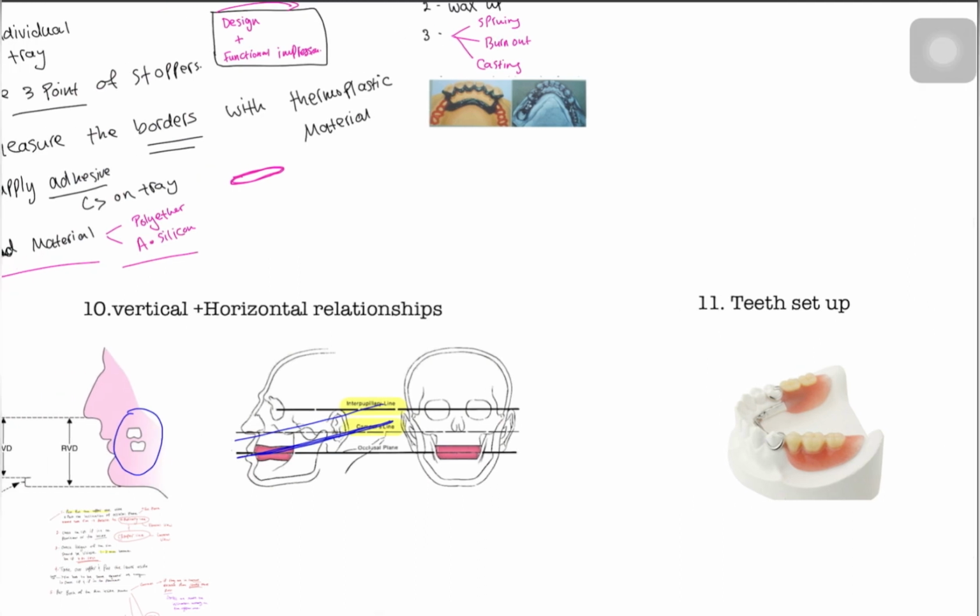And again, we check the whole vertical and horizontal relationship, and if everything is all right, it's the final try-in and delivery. And yeah, there you go.